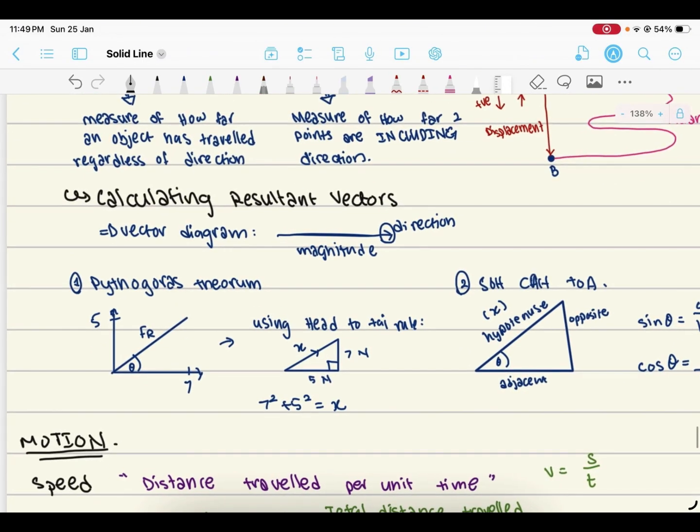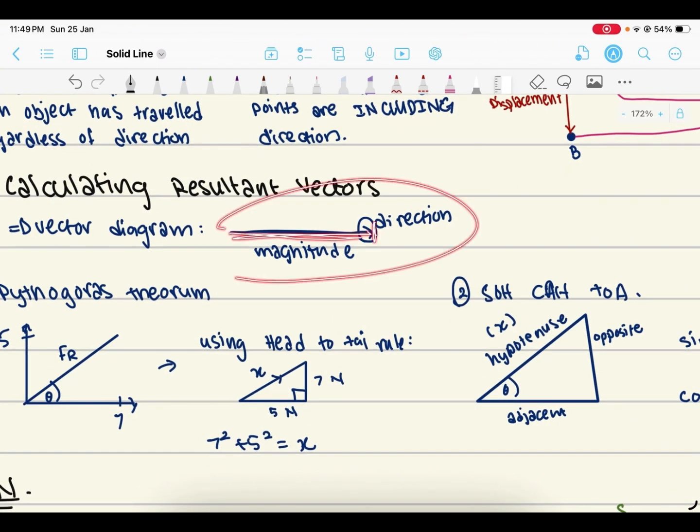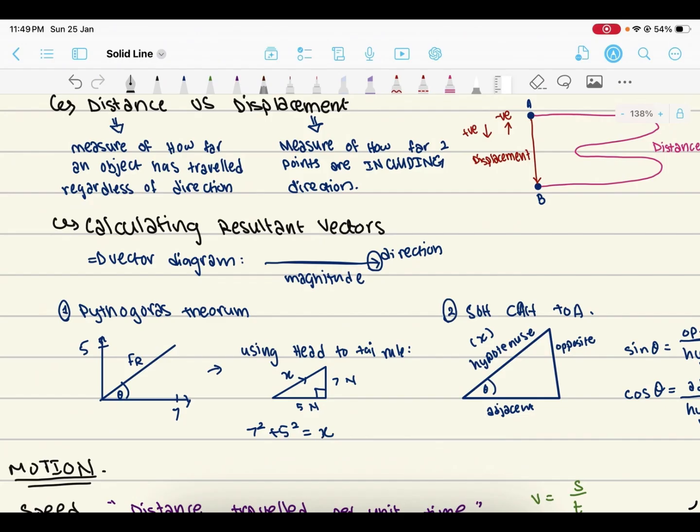Now, calculating resultant vectors. First of all, you represent a vector by an arrow. The length of the arrow is the magnitude, and the direction of the arrow is the direction. Wherever the arrow is pointing is the direction. Now you can calculate resultant vectors in the following two ways.